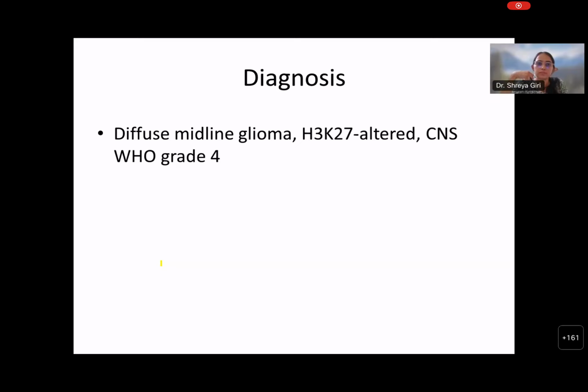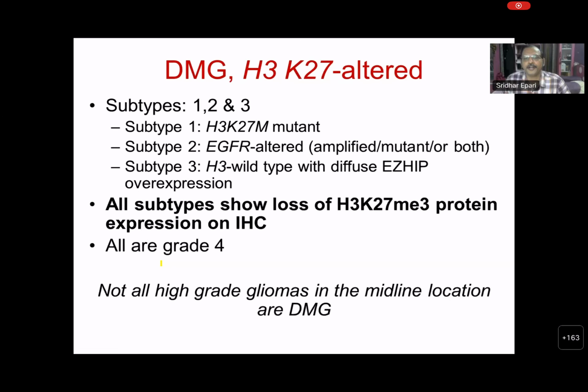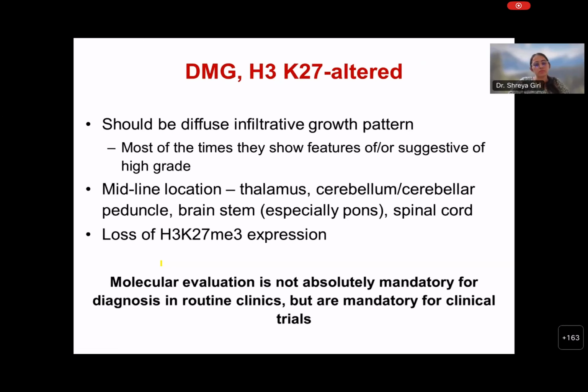Okay? Yes, sir. So this is the literature around it. We'll skip it. What you need to understand is that when you demonstrate a midline location and you demonstrate H3K27ME3 loss, it tells you that it is a diffuse midline glioma. There is no mandate that you need to evaluate for histone mutation for treatment purposes. Of course, if you want to do it for a clinical trial setting, you might have to.